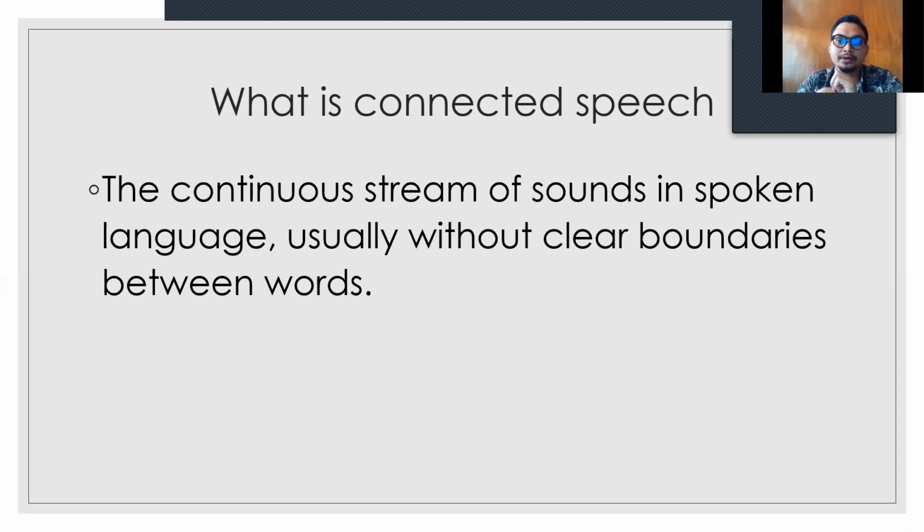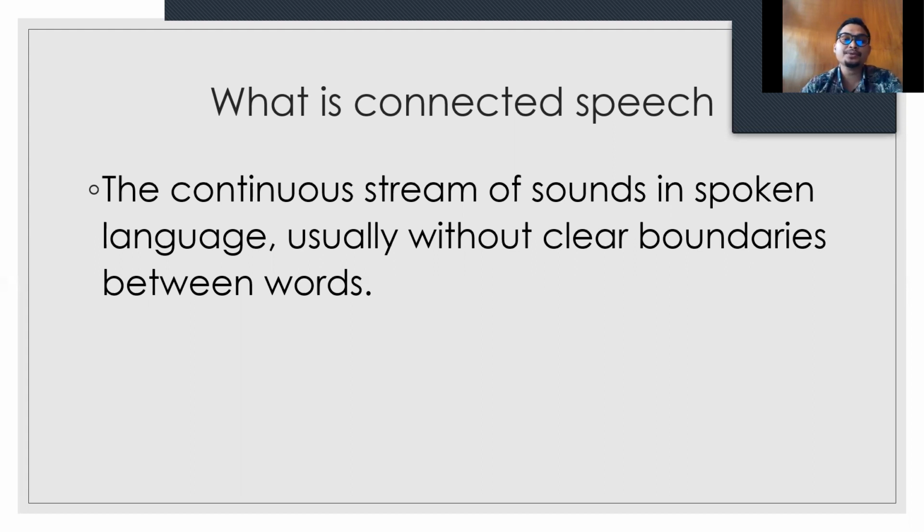So basically, connected speech is the stream of sound, like when you are breathing. It's like giving a stream of air from your lungs outside, and there is no pause. When you inhale your breath again, there is a process of pausing.